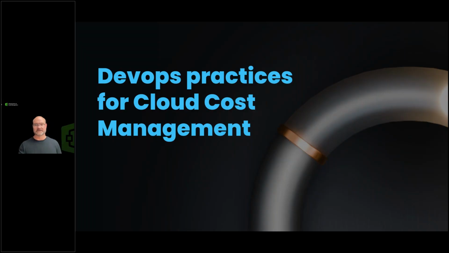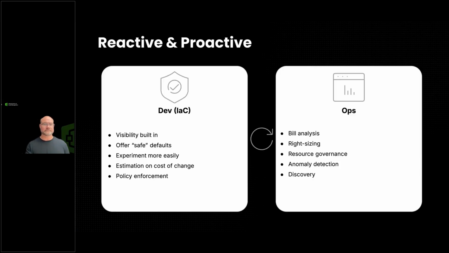So what does this actually look like? I've boiled the old DevOps figure of 8 down to just those two sides, the dev and the ops. On one side, we've got IaC, which allows for visibility to be built in. We know what resources we have through the code that's been written. We can offer some safe defaults, experiment more easily, and estimate the cost of change, never mind things like policy and enforcement by using this.